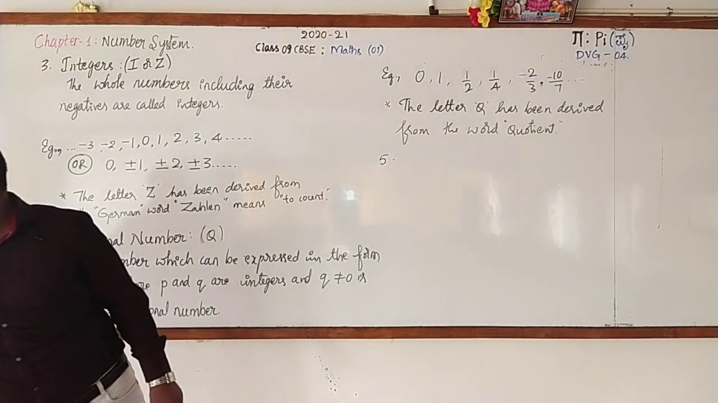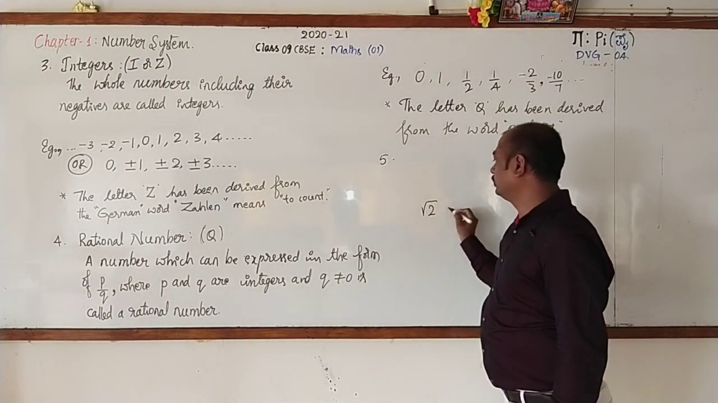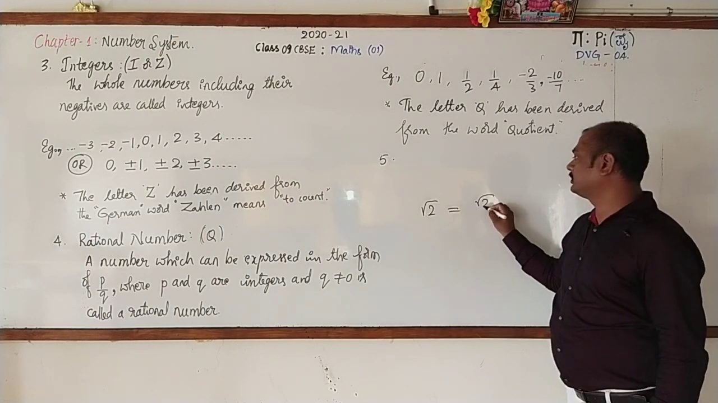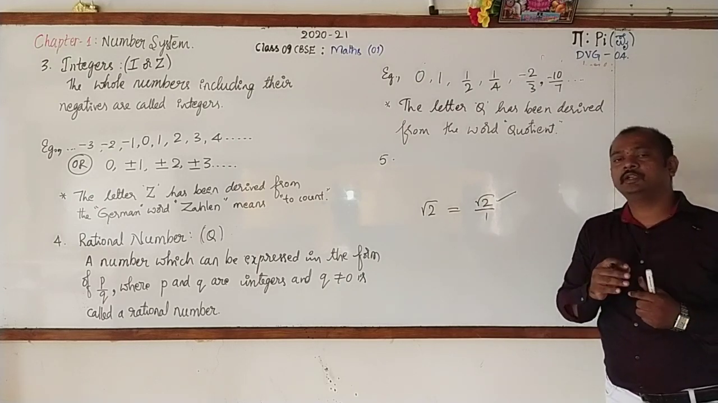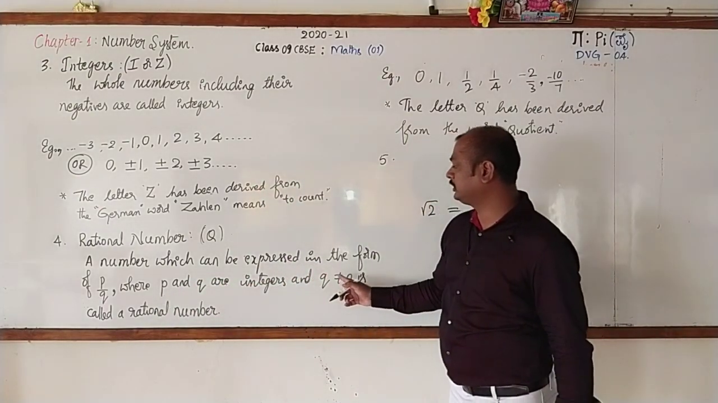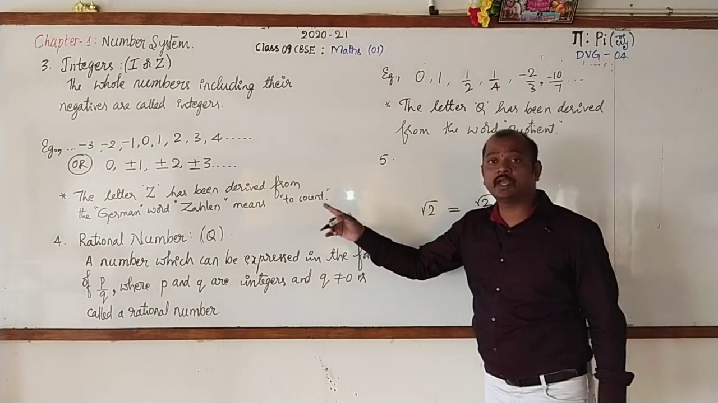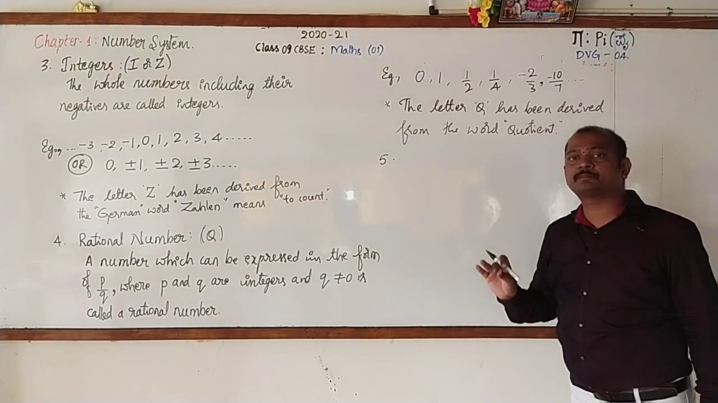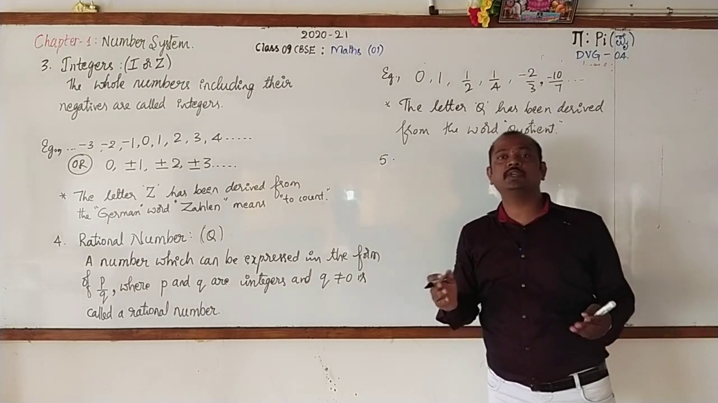Here I will write a number which cannot be expressed in the form of p by q, like root 2. Can it be expressed in the form of p by q? Of course you can say that, sir, root 2 can be written as root 2 by 1, no doubt. But do you say that root 2 is an integer? No. So if p and q are integers and q is not equal to 0, then it is called rational. If it is not, then it is called an irrational number. Got it? A number which cannot be expressed in the form of p by q, where p and q are integers and q is not equal to 0.